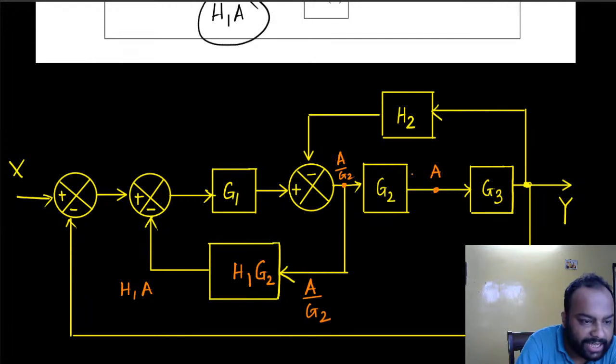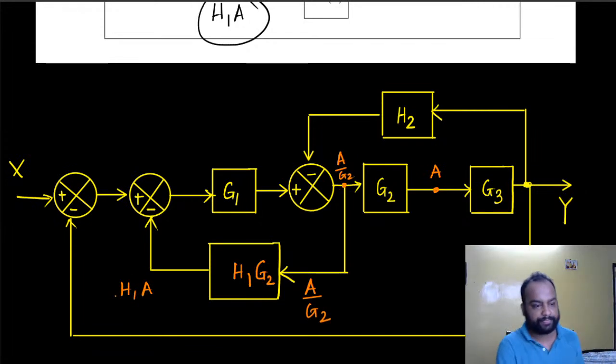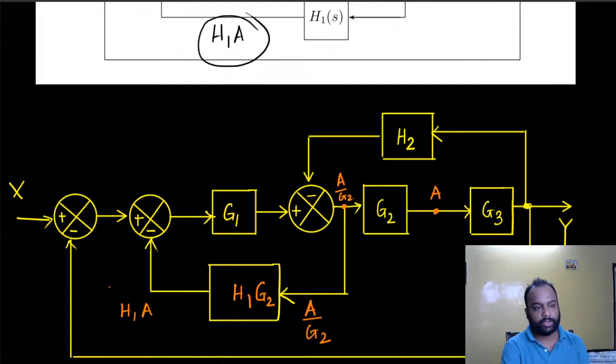So this signal was A, this is still A. This signal was A by G2, this is still A by G2. And this signal was H1A, this signal is still H1A. So I have modified the system in such a way that the signals did not change. So in block diagram algebra, the idea is that I can modify my system so that the signals do not change. And a similar but reverse idea would be applicable in signal flow graphs.